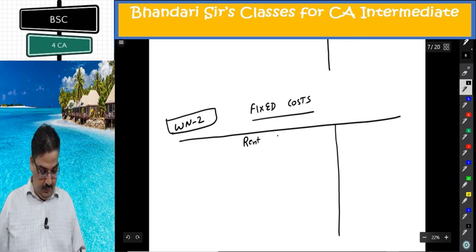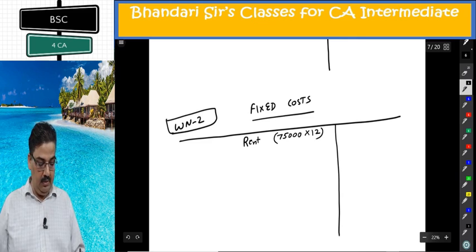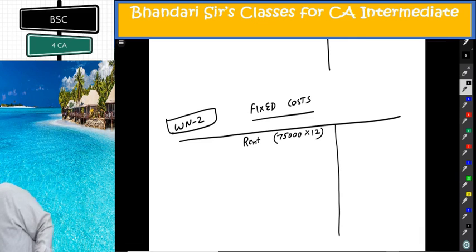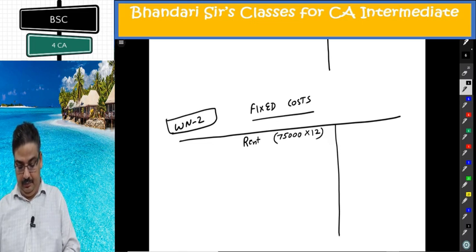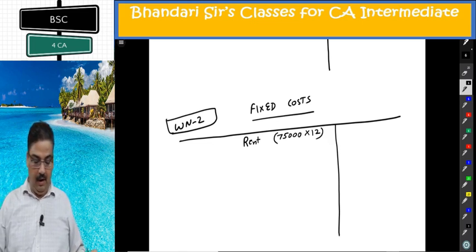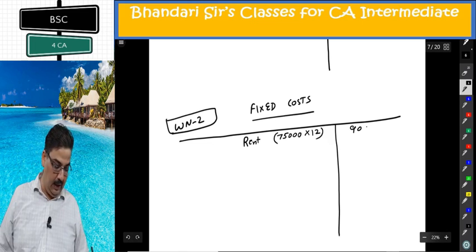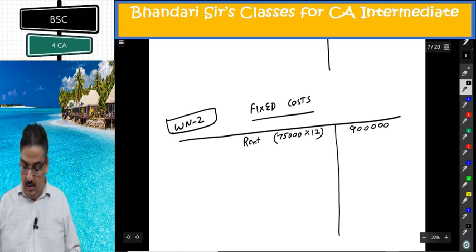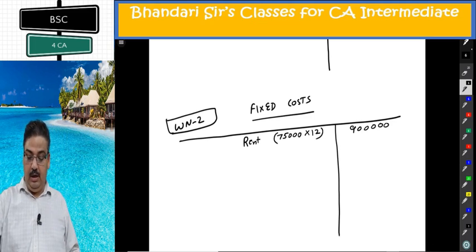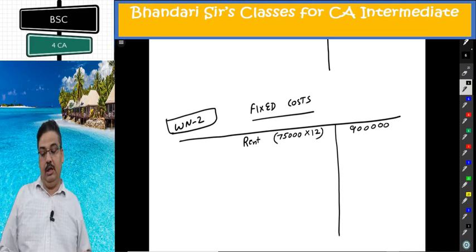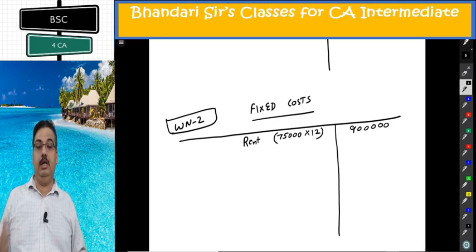Rent, 75,000 per month multiplied by 12. So annual rent cost, fixed cost, 75,000 into 12, 9 lakh. Supervisors, 2 persons, 25,000 per month each. Does not depend on the patient days. It is purely fixed.